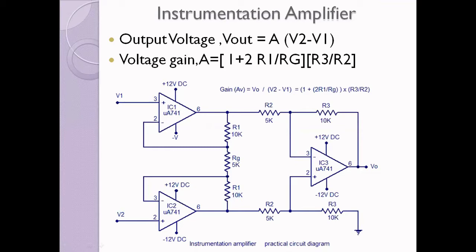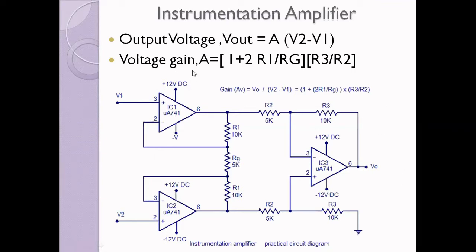In the instrumentation amplifier, I am using the IC741 operational amplifier. We need 3 operational amplifiers. You are going to give 2 inputs, one called V1, another called V2, and we will get only one output, called VO.